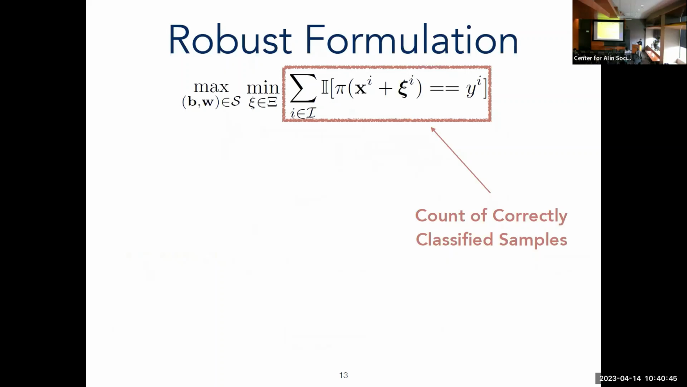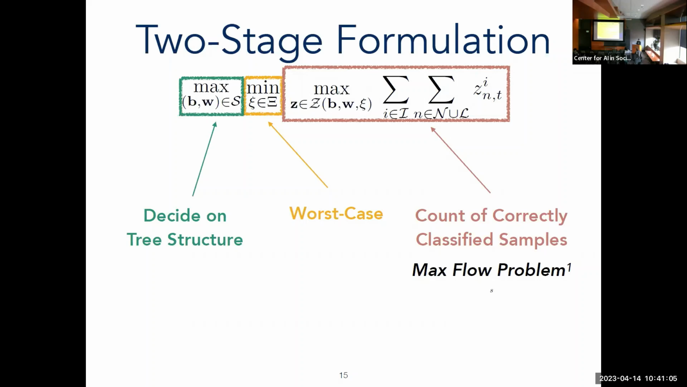And then lastly, we want to count the number of correctly classified samples, but as anyone in the optimization space may know, looking at this is very nonlinear, discontinuous, which makes the formulation very hard to solve efficiently. However, we borrow a method from my co-authors on the paper Strong Optimal Classification Trees, where we transform the problem of counting correctly classified samples as a maximum flow problem. And then this gives us a linear objective and a linear set of constraints, and we're able to reformulate this problem and use an iterative algorithm to solve it to optimality.